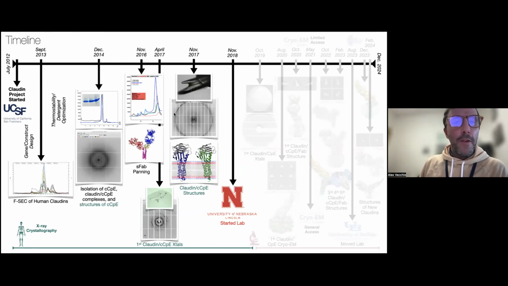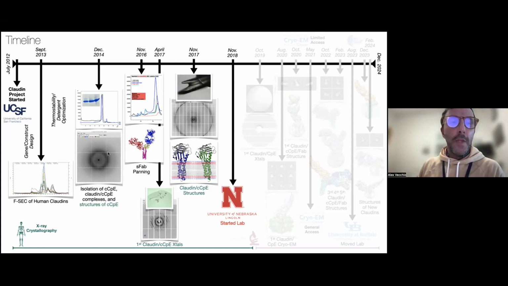So this brings us up to date with 2018 when I started my lab at University of Nebraska. So I started the claudin project in about June or July of 2012 in the Stroud lab at UCSF. And like all membrane protein structural biologists at the time, before cryo-EM really took off, crystallography was sort of the only game in town. And so I went through all the permutations that everyone who works on a membrane protein for the first time has to deal with, trying to optimize the sample for structural biology. In about 2014, I started producing the enterotoxin and figured out which claudins bound and which ones didn't. I got structures via X-ray crystallography of the toxins themselves.